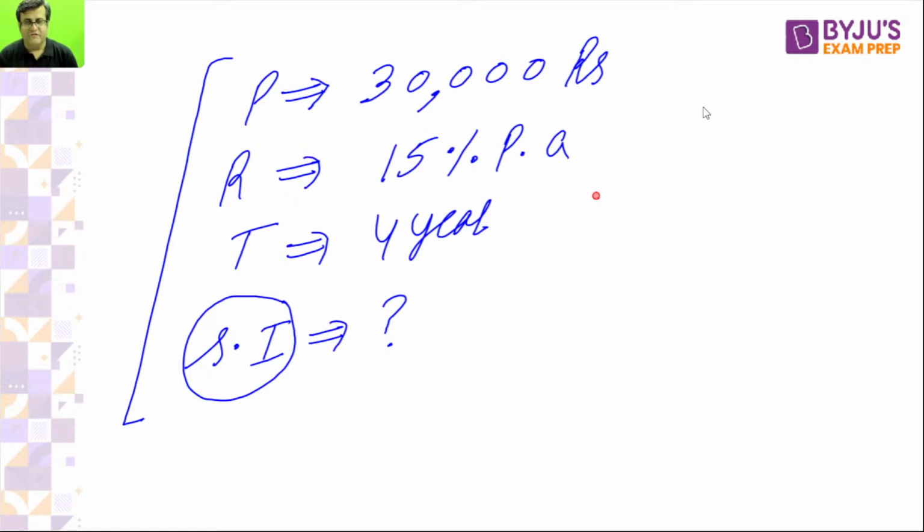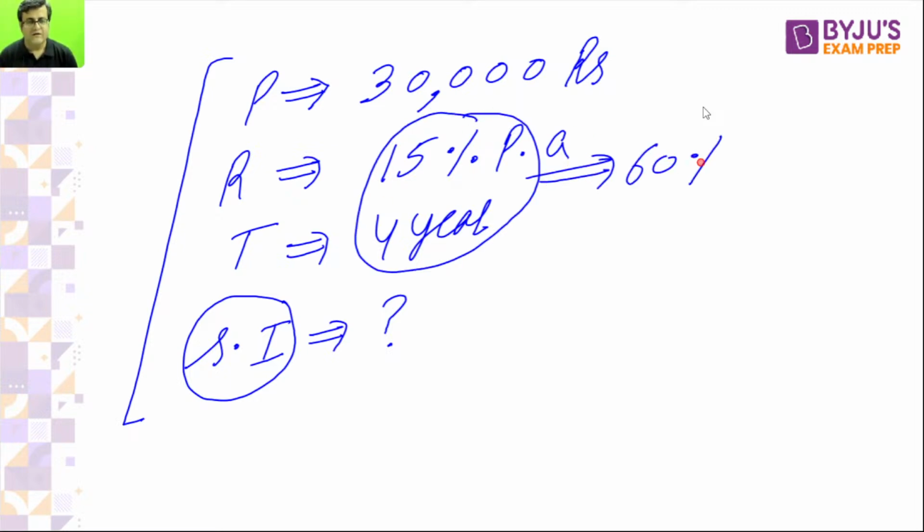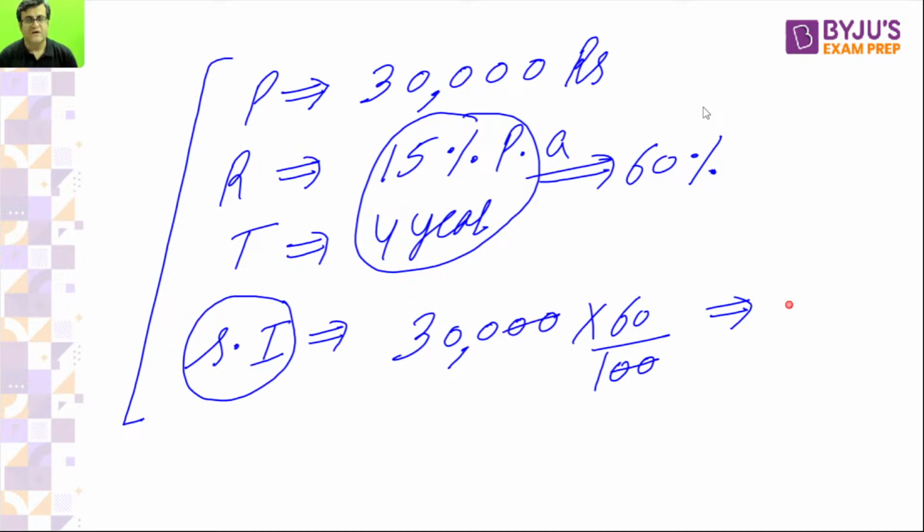Okay. So 15% is the interest per annum and 4 years is the time. So the total interest will be equal to 60%. Is this clear to everyone? If 30,000 is the principal and 60% is the interest, we can calculate 60 by 100 of 30,000. 2 zeros cancel out, so we got 18,000 rupees. This is the total simple interest. Is this clear?